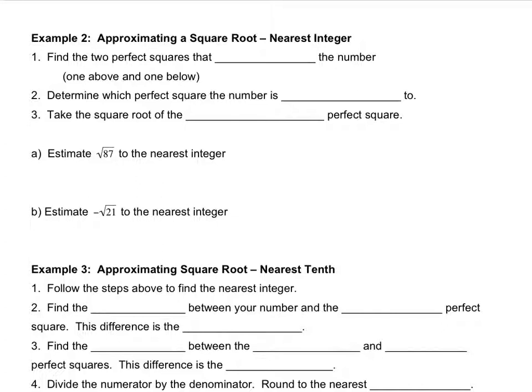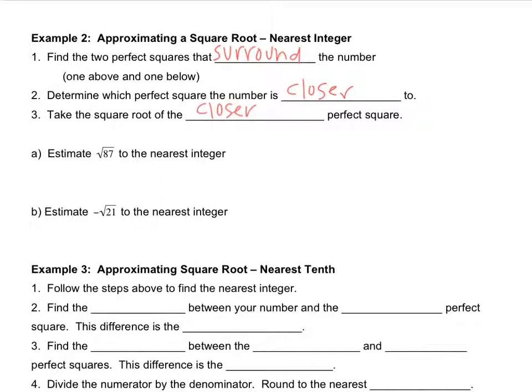All right, this is something pretty cool. You can approximate square roots without a calculator by knowing some things. First, you're going to find the two perfect squares that surround the number. So you're going to find one above the number and one below the number. Then you're going to determine which perfect square the number is closer to. And then you're going to take the square root of the closest perfect square.